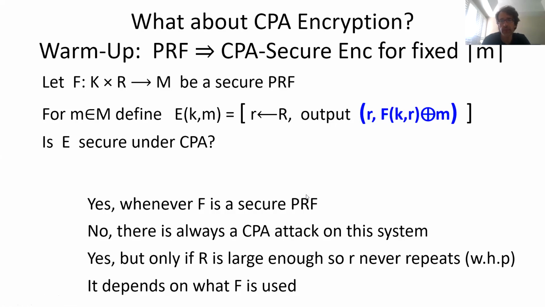Rather than using consecutive integers, I am using a random integer. And because I'm encrypting, it only works for encrypting short messages. The message has to be as big as the output block size of the PRF.